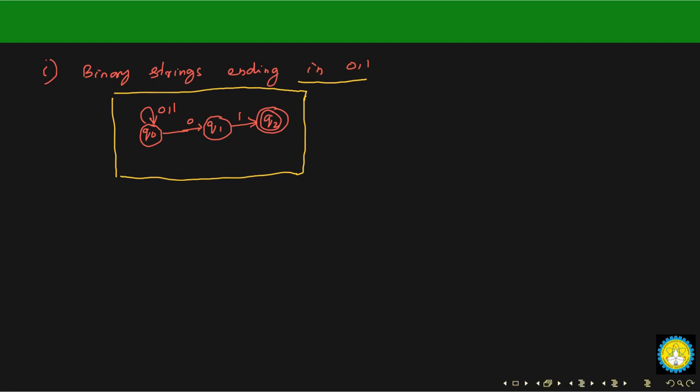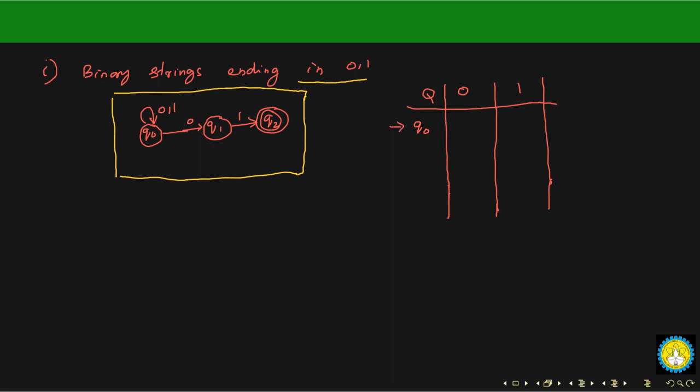If the transition table is not given, you can fill in the transition table from the given diagram. Now let me fill in this transition table from the given diagram. So the starting state here is Q0. So let me write Q0. And since this is the starting state, you have to indicate this with an arrow here.